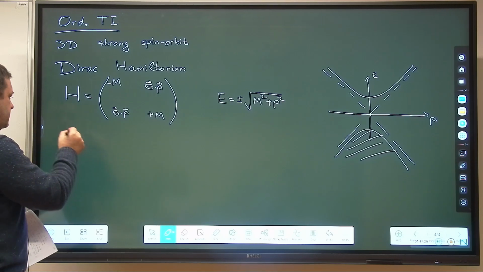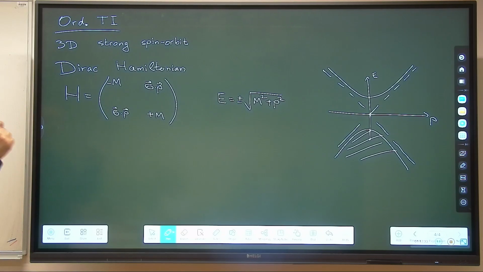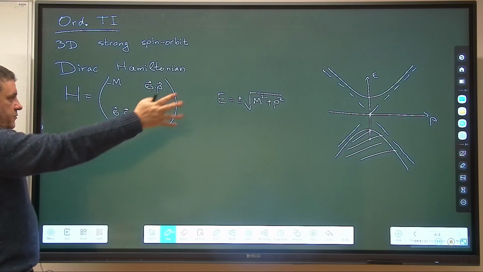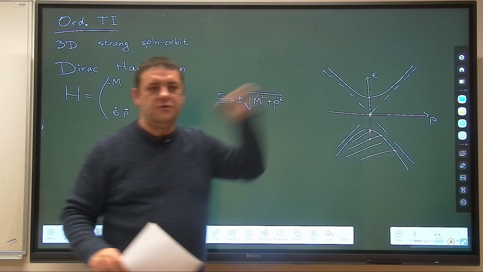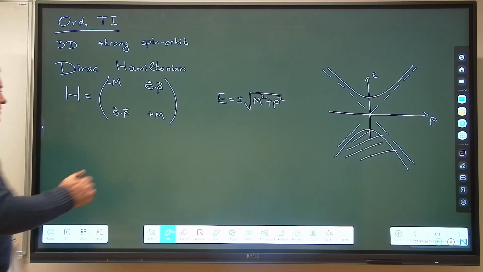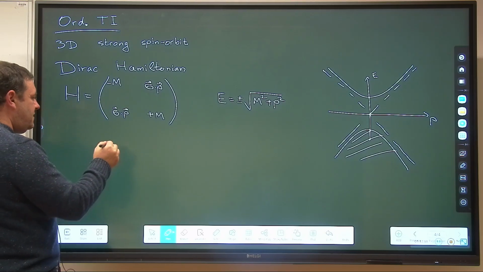So, surface states. Imagine we have a state. It's a three-dimensional thing. Imagine we have a state with energy zero, right in the middle of the gap. I would like to find a state with energy right in the middle of the gap. I know such states do not exist because it's a gap. Yeah, there are no states. However, I still can invent a function.